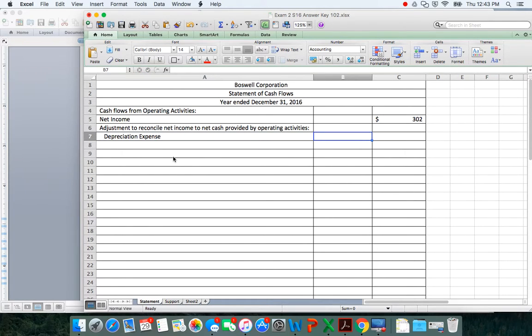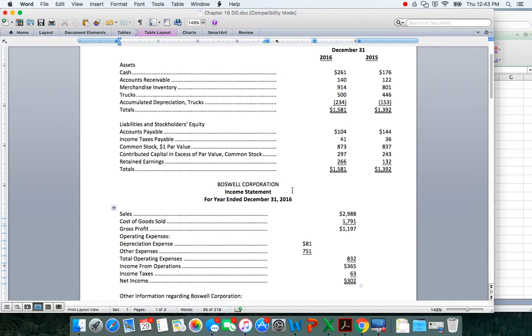When I'm adjusting for depreciation expense, this is a little bit tricky for some people initially. What I really want to think about is, what did I do with depreciation expense on the income statement to get to net income? Depreciation expense, just like every other expense on here, we subtract from our revenues to get net income. So this depreciation expense, this $81, was subtracted to get to this 302.